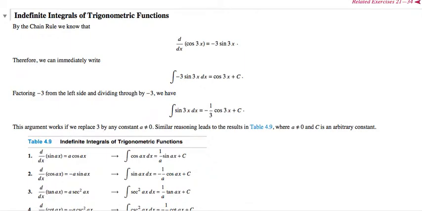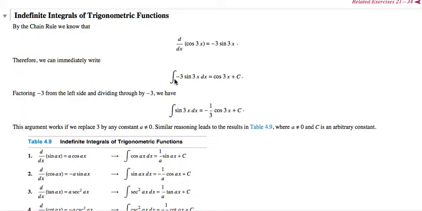This leads us to the indefinite integration of trig functions. So taking the derivative of cosine 3x, we use chain rule. So we have the derivative of cosine of 3x, which is negative sine of 3x, times the derivative of 3x, which is 3.